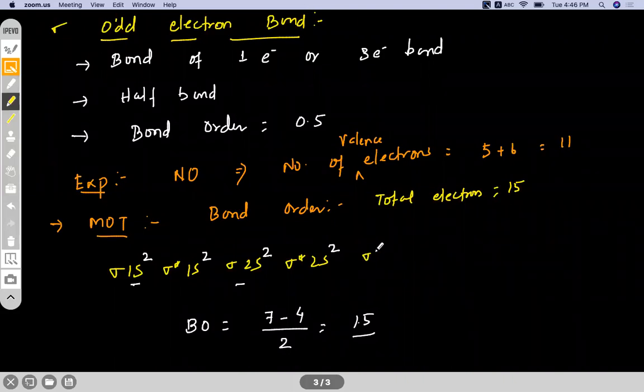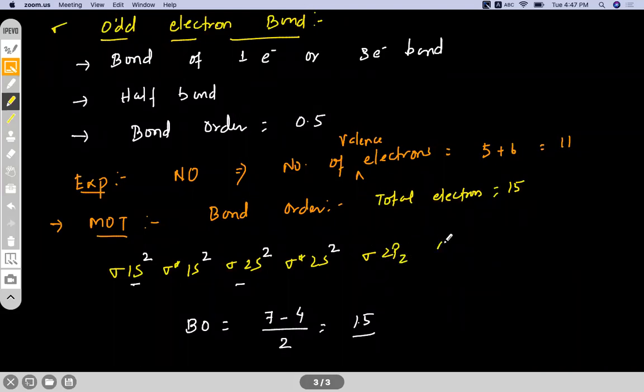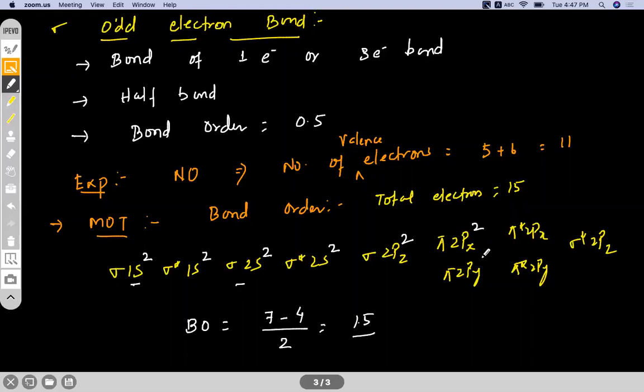Here we have sigma 2pz, pi 2px, pi 2py, pi star 2px, pi star 2py, sigma star 2pz. So here we have 2, 4, 6, 8, 10, 11, 12, 13, 14, and 15.